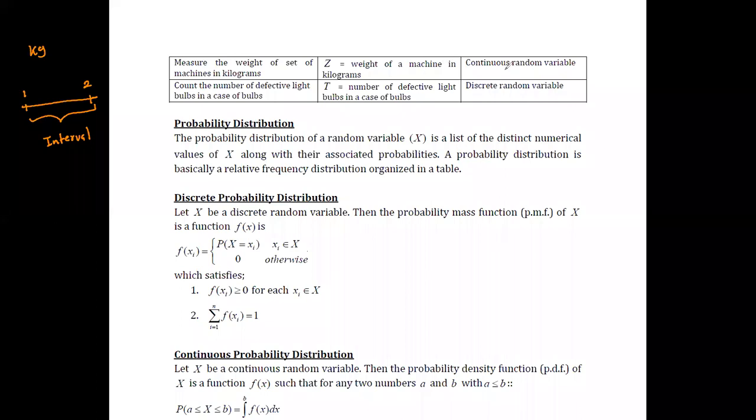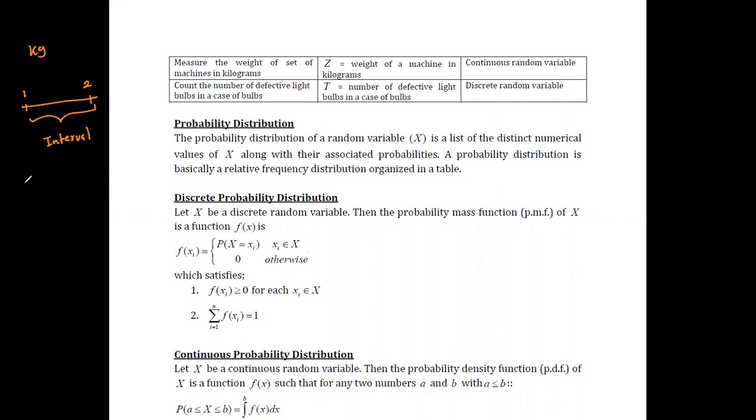Then the next one is counting the number of defective light bulbs in a case of bulbs. Here we are counting the number of bulbs. Therefore, the number of defective bulbs that we can identify in the case of bulbs can be considered as the random variable for this experiment, and it is denoted as the uppercase letter T. Therefore, T equals number of defective light bulbs in a case of bulbs. And this is also a discrete random variable.